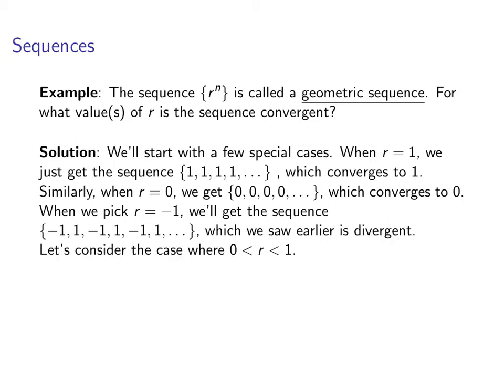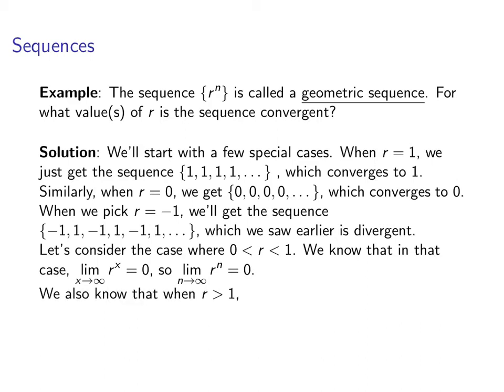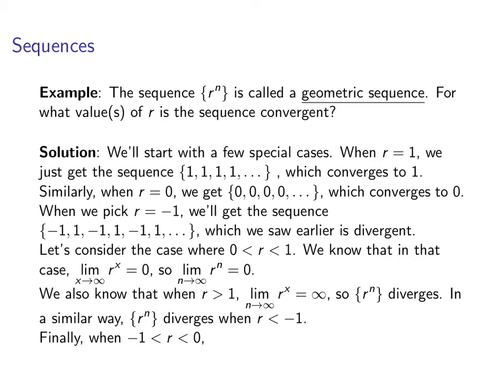Now let's consider the case where r is between 0 and 1. We know that if we take the limit as x goes to infinity of r raised to the x power, that's going to be 0. So that tells us that the corresponding sequence, r to the n, has a limit of 0. We also know that if r is bigger than 1, the limit of r to the x is equal to infinity. So our sequence r to the n diverges. And in a similar way, r to the n diverges when r is less than negative 1.